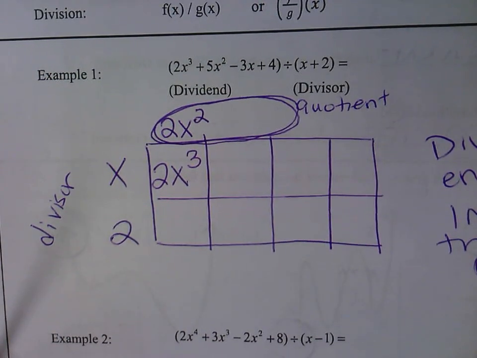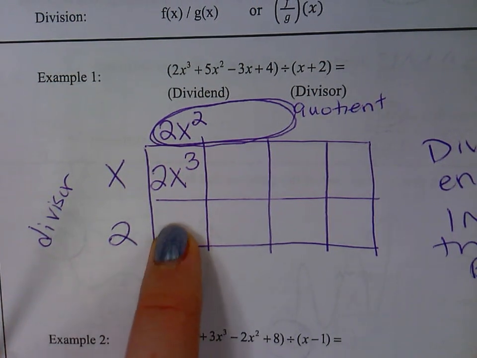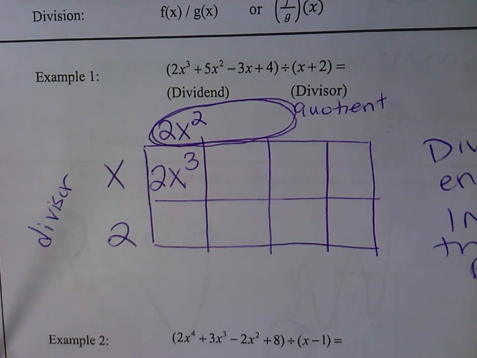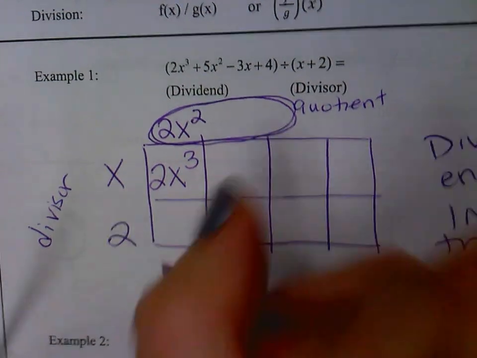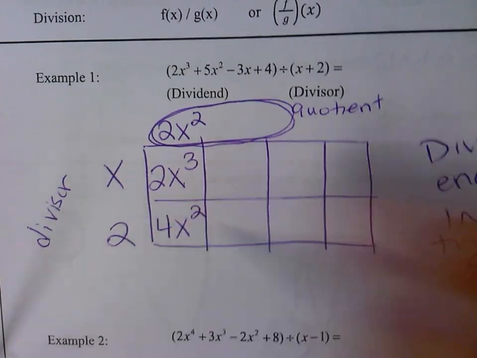So now, do you see a box that you could figure out? It's like a puzzle. I can figure out this bottom box, right? Because I'm just going to multiply 2x squared times 2. So what goes in the bottom box? 4x squared. So you're doing some multiplication along the way.